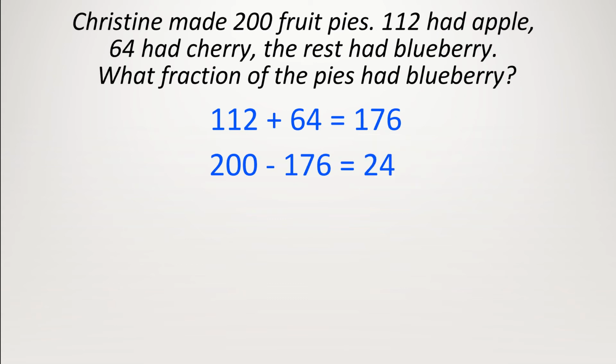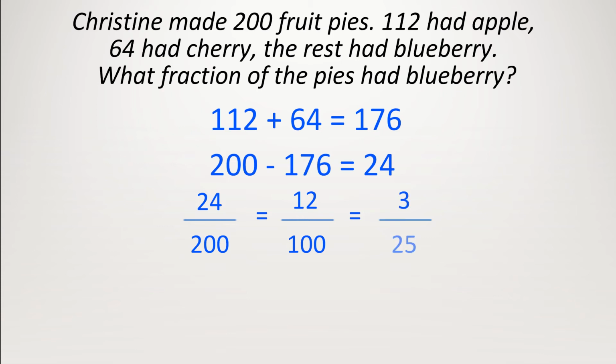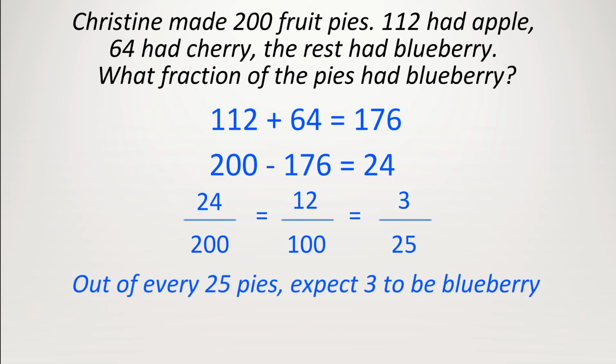24. But then it's 24 out of what? The total. As always, 24 out of 200 equals 12/100. But 12/100 we can still divide top and bottom by what? By 4. So then this becomes 3/25. What does this fraction mean? It means out of every 25 fruit pies, we expect 3 of them to be blueberry.